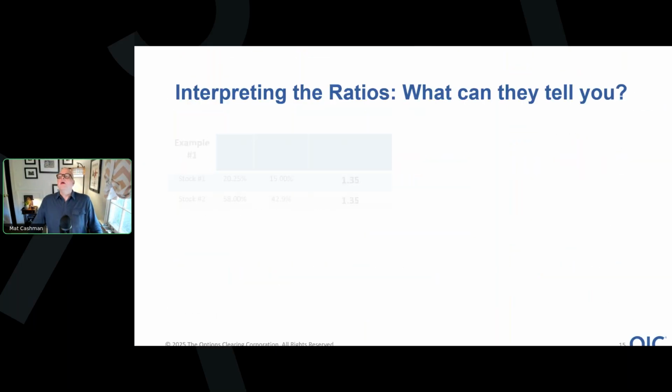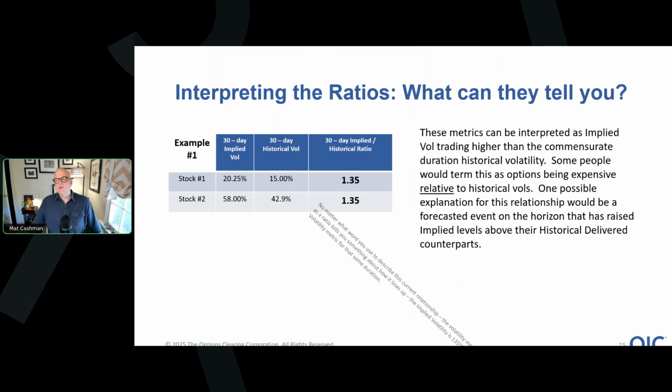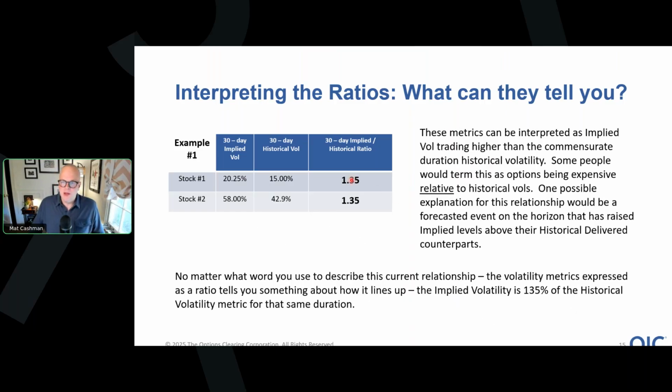So what can these ratios tell you? In this situation, the situation that we just talked about, where it's pricing on a 1.35, that means that implied vol is higher than the commensurate duration of historical volatility.